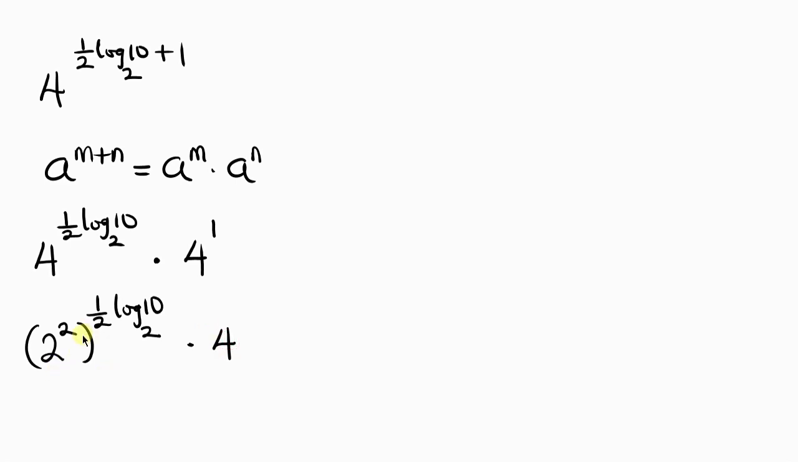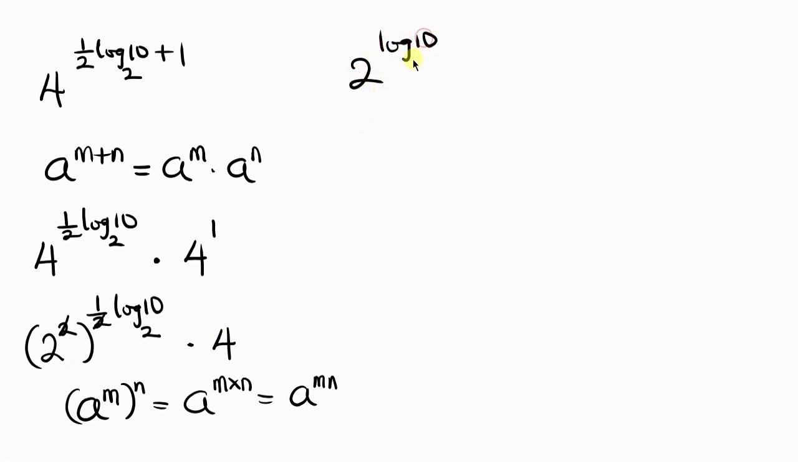Very good. Now, according to the law of indices, which says when I have a to the m and then raised to the n, this is same as a to the m times n, which is a to the mn, because m times n gives mn. So that means we're going to be multiplying these powers. And when we multiply, these 2 here cancels out these 2. So leaving behind 2 to the log 10 base 2 and then times 4.